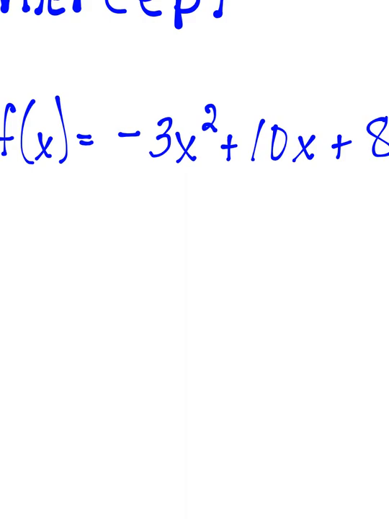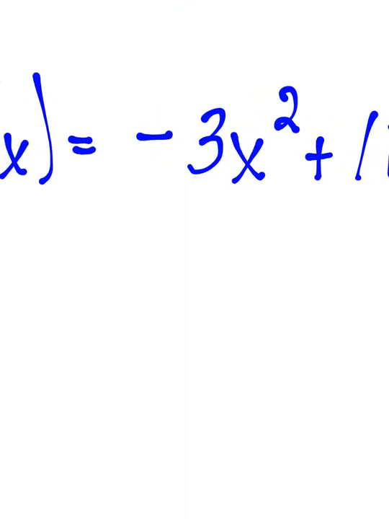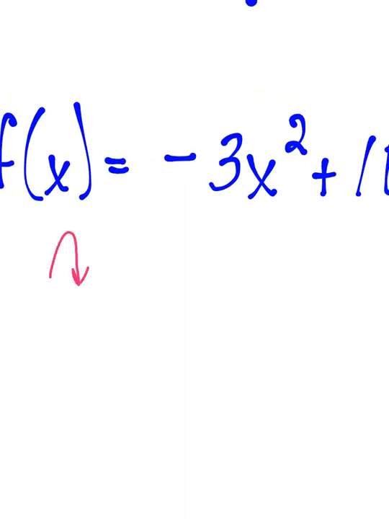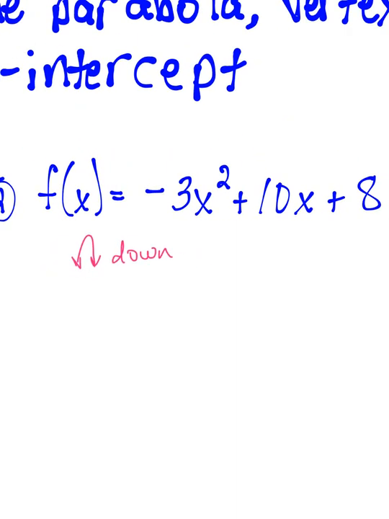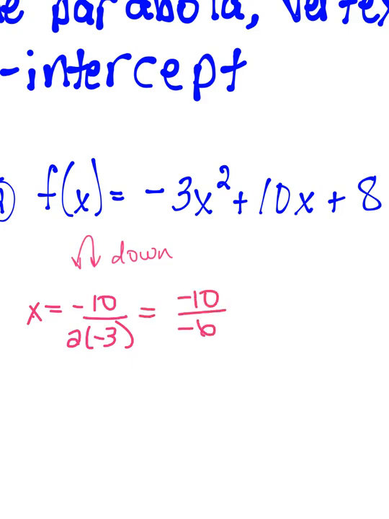All right, let's look at the second one. Same thing. Which way does this one open? How do you know it opens down? Because it's negative, so it opens down. So in order to find the vertex, what do I do? X equals negative 10 over 2 times negative 3. Good. So negative 10 over negative 6 gives me, again, 5 over 3? Positive? Okay. Positive 5/3.